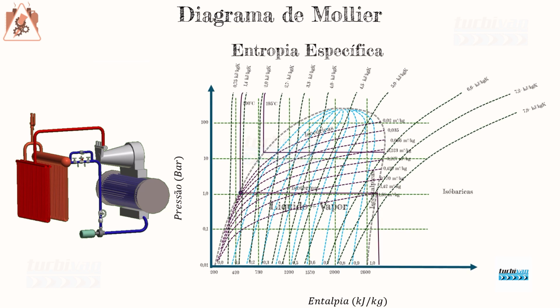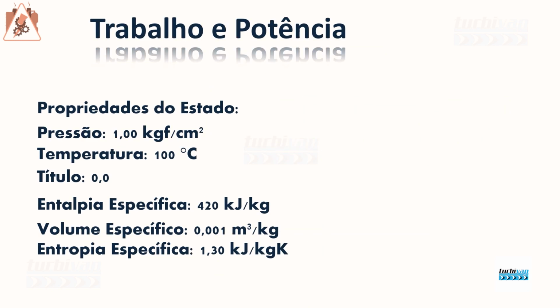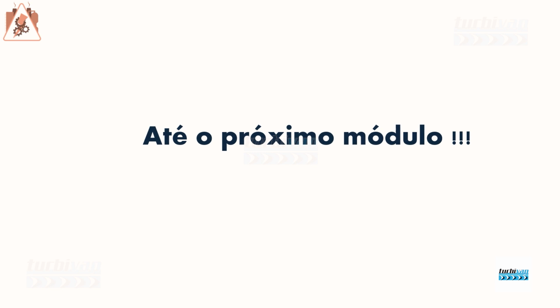So this right here is the enthalpy of the condensate, around 400 kilojoules per kilogram. Well, so here we have the state properties. The pressure is 1 kilogram, the temperature 100 degrees. The title is 0 at that point. As I said, the diagram specifies the specific volume on the order of 1 liter per kilogram, and the entropy is about 1.3 kilojoules per kilogram-kelvin.